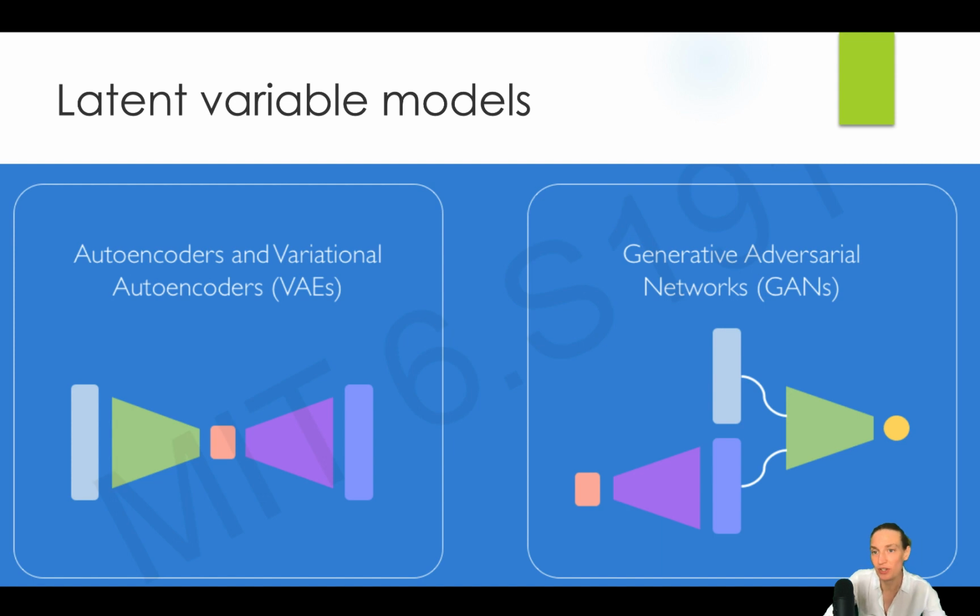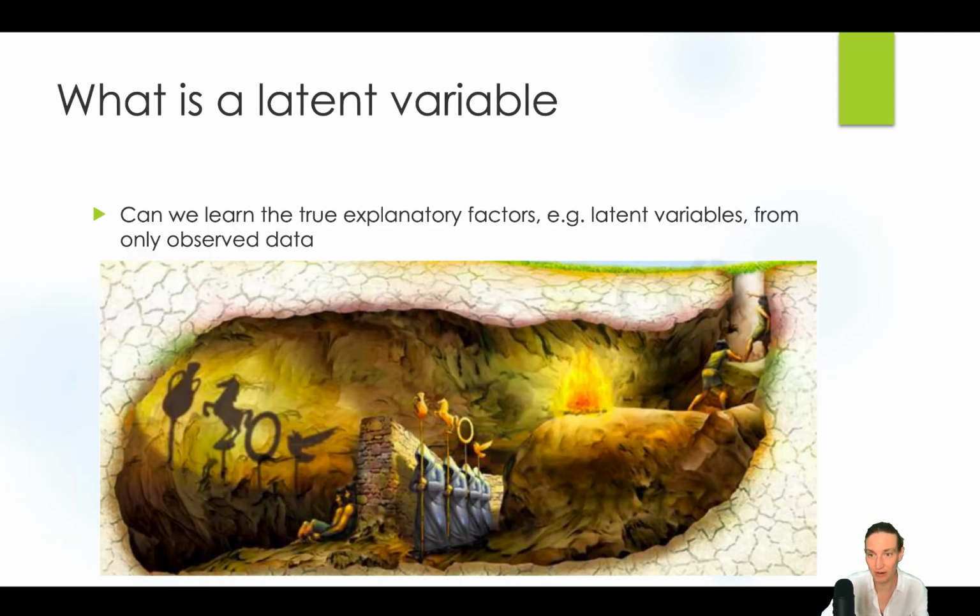So we're going to be focusing on something called latent variable models. In particular, autoencoders, variational autoencoders, and generative adversarial networks, or GANs. But first of all, what is a latent variable?